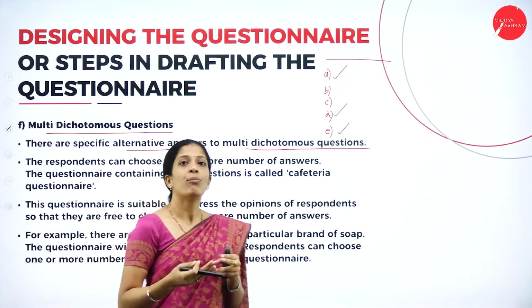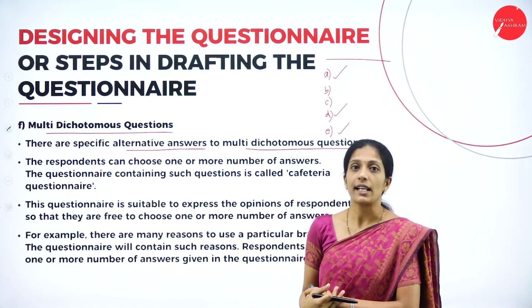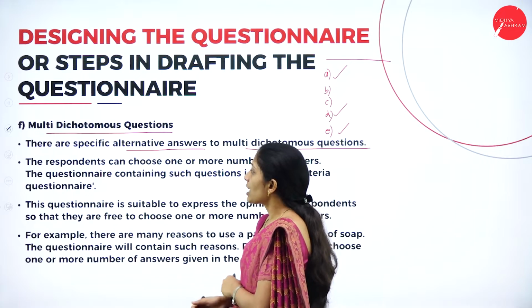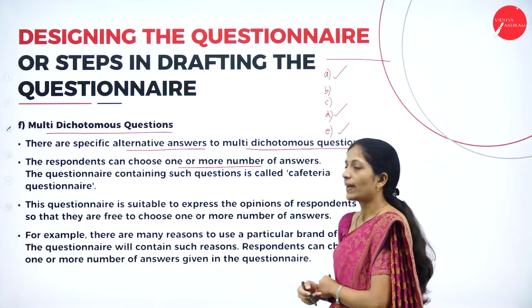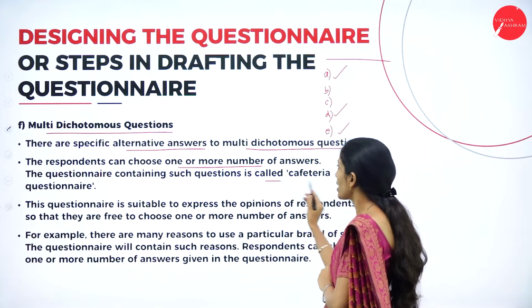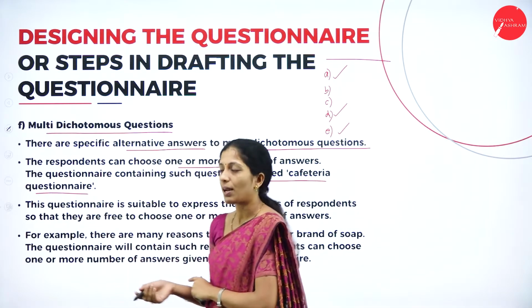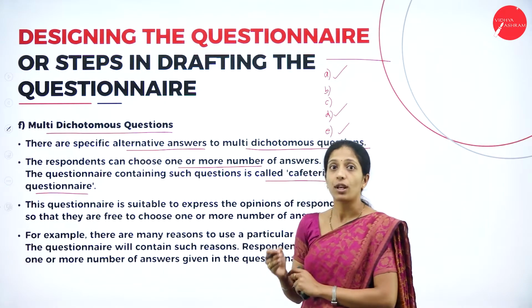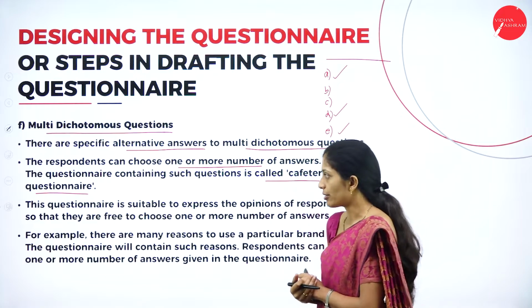So, there may be more than 2 to 3 answers. So, they are termed as what? Multi-dichotomous question. The respondents can choose one or more number of answers. The questionnaire containing such question is called as cafeteria questionnaire. So, it is also termed as what? Cafeteria questionnaire, because the answers will not be only one, it will be more than one also.